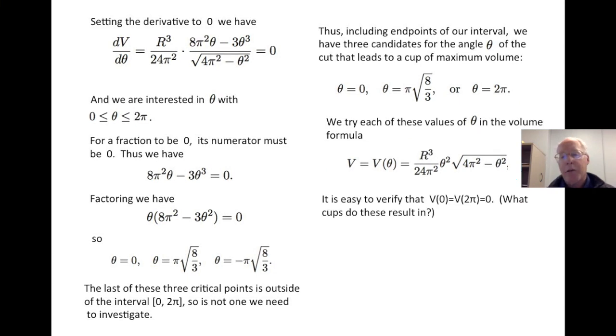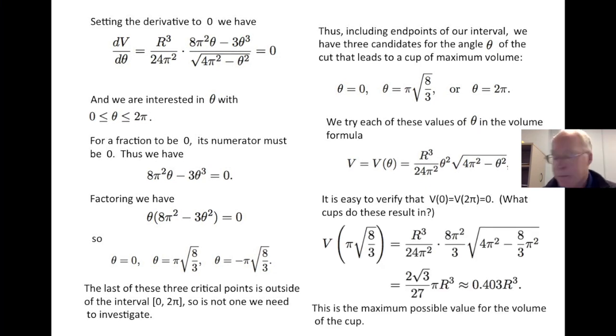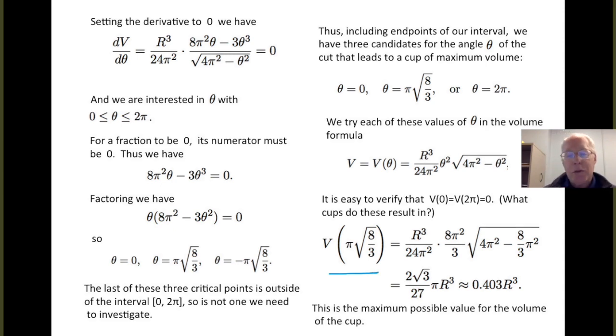And that's borne out if you actually plug 0 or 2 pi in for theta into this expression. You'll see that these do come out to be 0 in each case. So the third value is the one, of course, that we're going to be interested in. And just to make sure everything is working here, let's now take the critical point, pi times the square root of 8/3, and plug it into the volume formula.